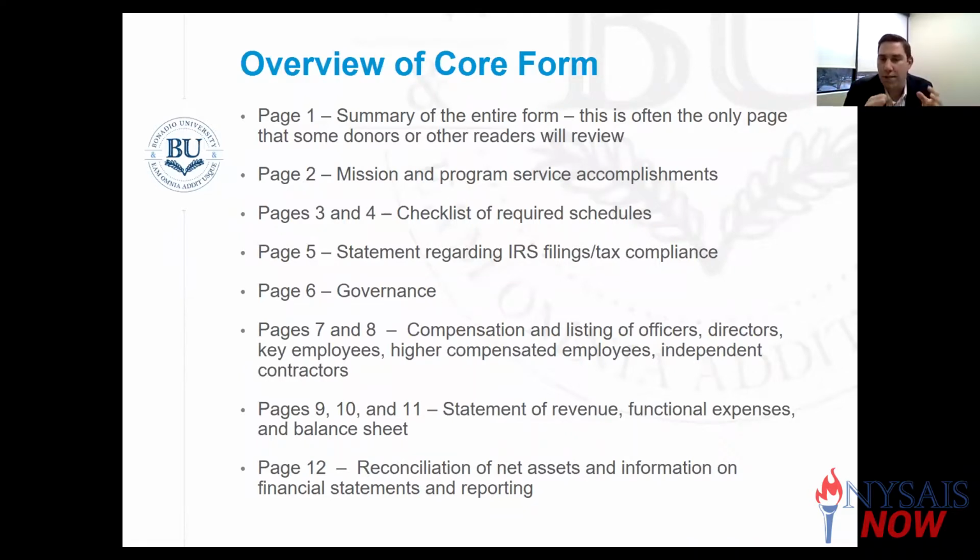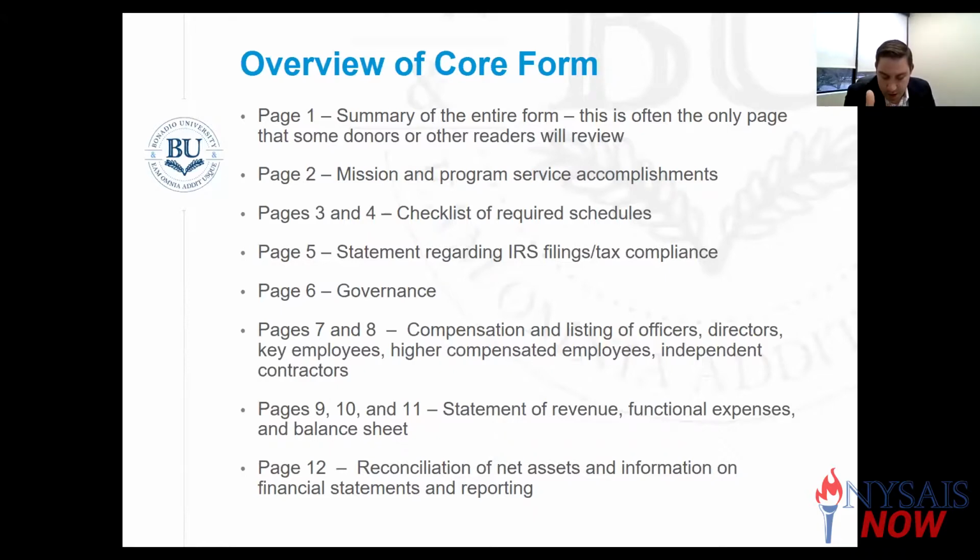Those could be your top three revenue-generating programs. And the IRS wants to know what those are all about, and the revenue and expenses that are associated with those top three programs. It's okay if you only have one program. It's okay if you have two programs. It's okay if you have six, but they only want to know about the top three. So that's all summarized on page two.